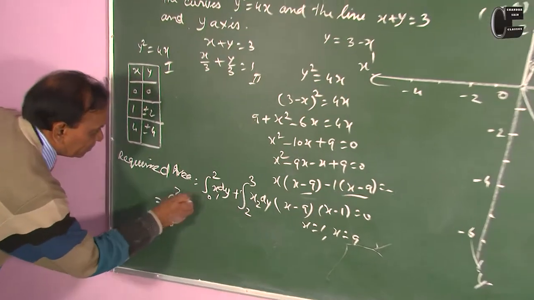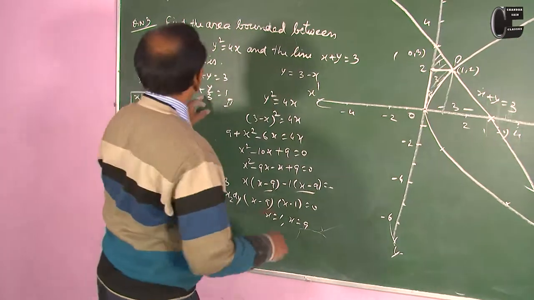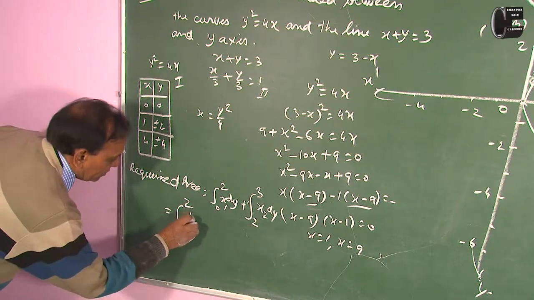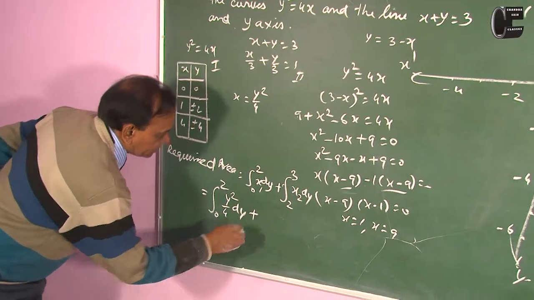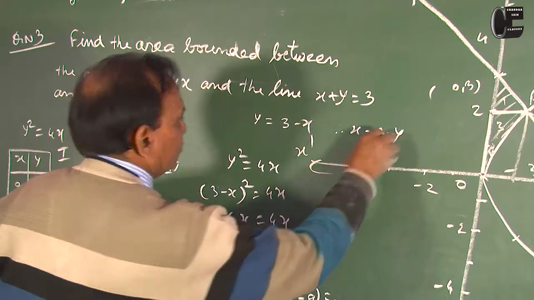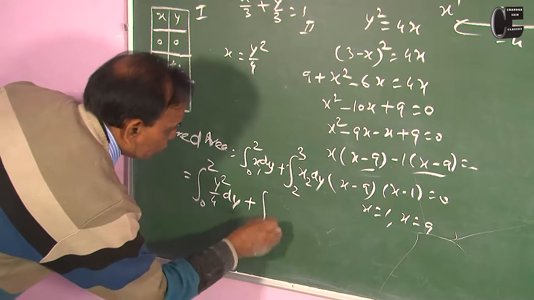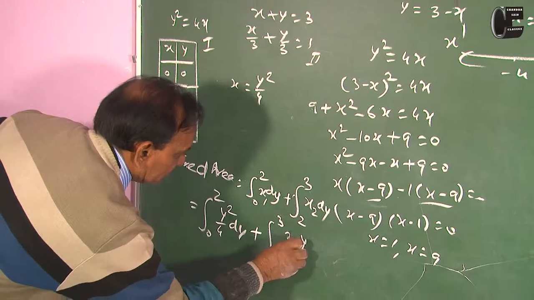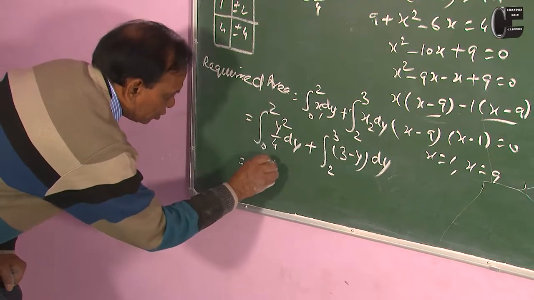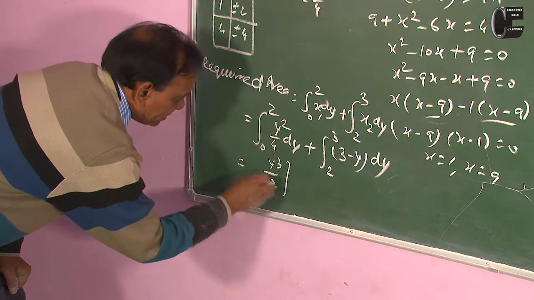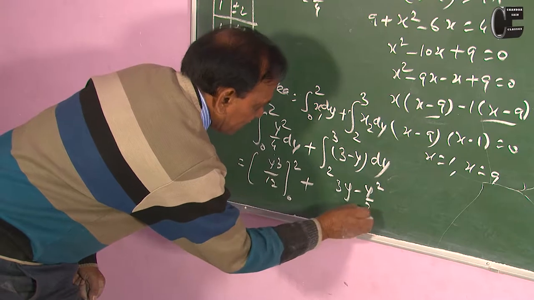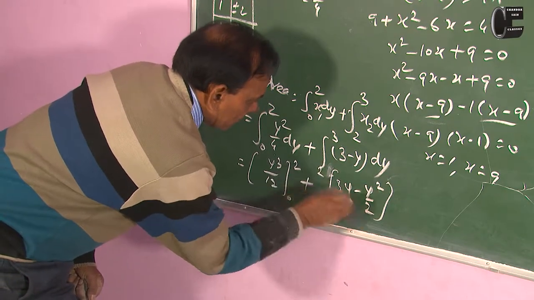0 to 2, x1, for x1, x equal to y square by 4. Therefore, it will be y square by 4 dy plus, x equal to 3 minus y. Therefore, the limit will be 2 to 3 and 3 minus y dy. Just integrate. y cube by 12, and limit will be 0 to 2, plus 3y minus y square by 2, and limit will be 2 to 3.